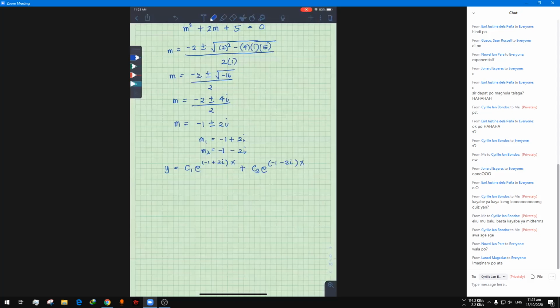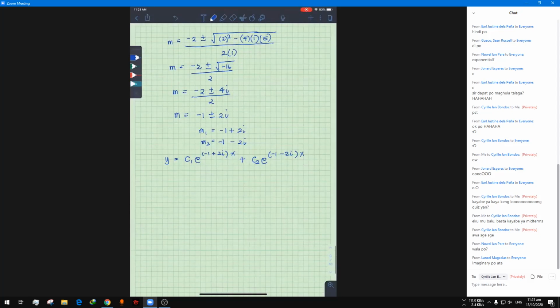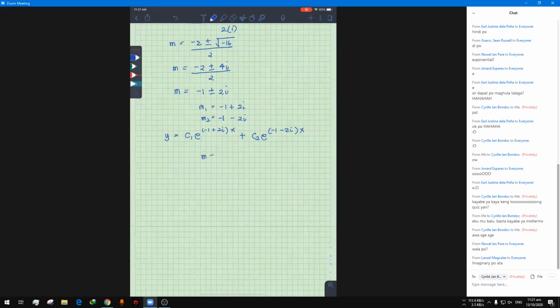So ngayon, i-derive natin ang formula. So let's say ang M natin would be an imaginary number, di ba? So alpha plus or minus beta I. So yung alpha natin would correspond to the real part. Tapos ang beta natin would correspond to the imaginary part.